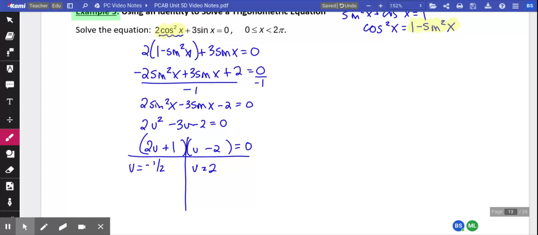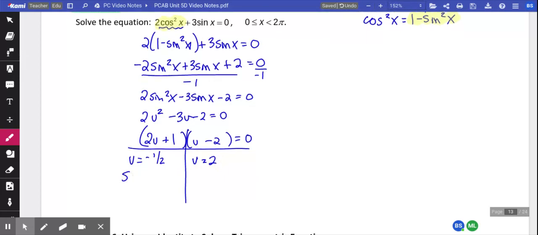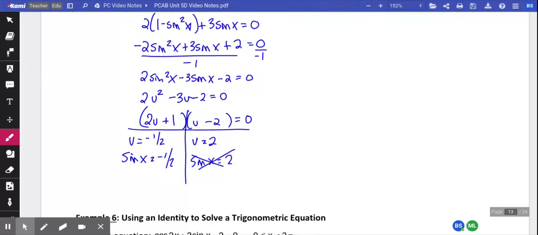And once again, it's not really u. We just replaced it for the sake of making things easier. This is the sine of x is equal to negative 1/2, and sine of x is equal to 2. Let's talk about it right now. Sine of x can never equal 2, right? That's out of our range. Our range of the sine graph is negative 1 to 1. Our y values can never go above that, right? So we can't ever hit that point.